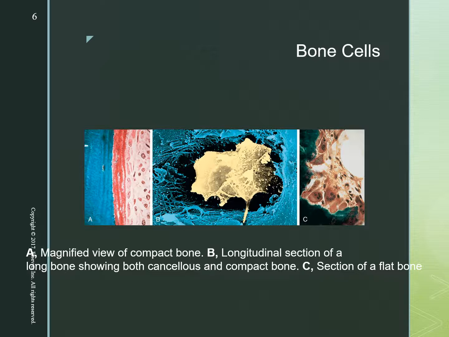So in this first one, we're seeing a magnified view of compact bone. The next picture shows a longitudinal section of a long bone showing both cancellous and compact bone, and a section of flat bone.